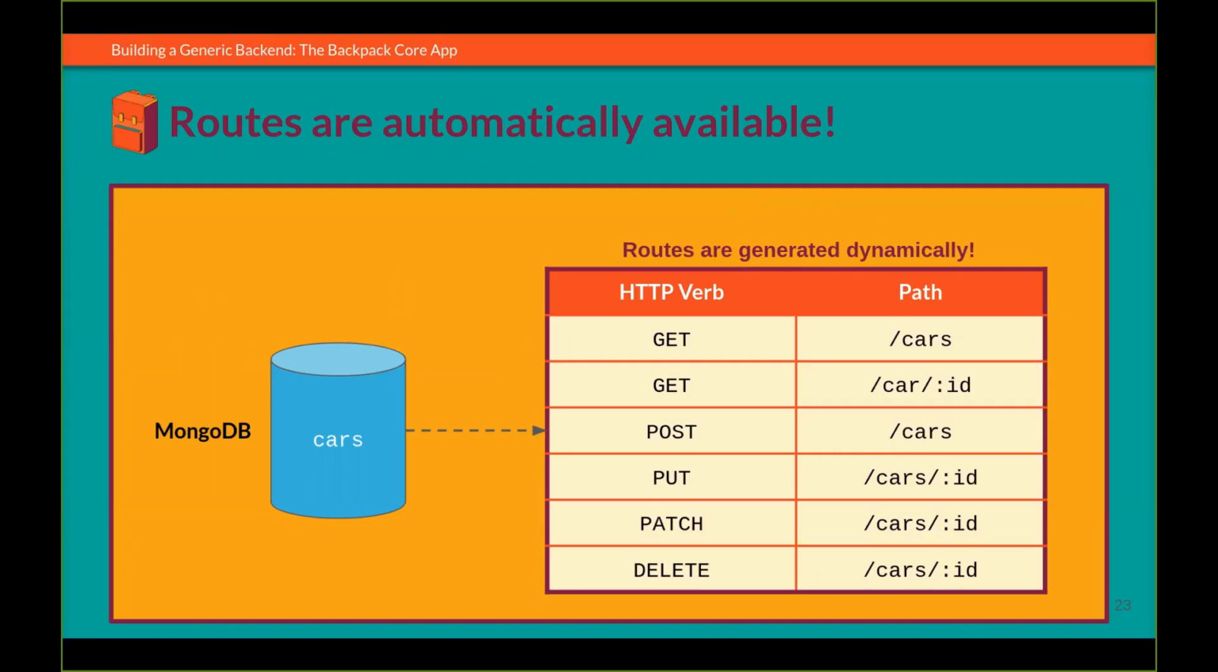We generate all of our routes dynamically. When the Backpack core app spins up, it iterates over all of the collections in the database and dynamically creates the routes. What happens if the front-end developer creates a new collection while the application is running, though? That's not a problem. The routes for the new collection are created at runtime.